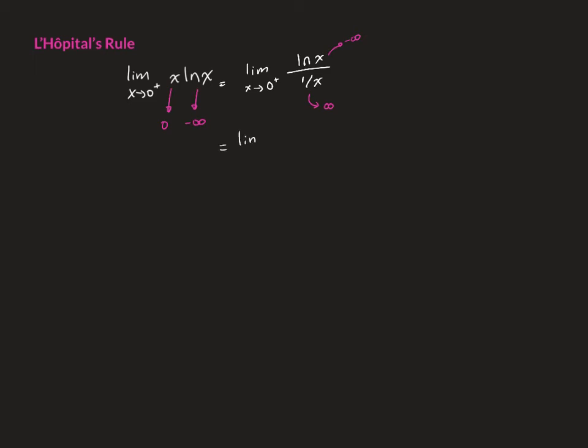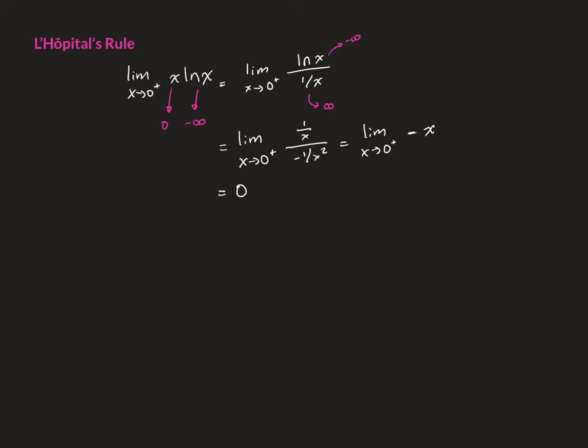This should be the limit when x goes to 0 from the right of the derivative of ln x, which is 1 over x, over the derivative of 1 over x, which is minus 1 over x squared. Now this is equal to the limit when x goes to 0 from the right of minus x. And if I evaluate that at 0, I'm going to have 0. Let's do another example with this same principle.